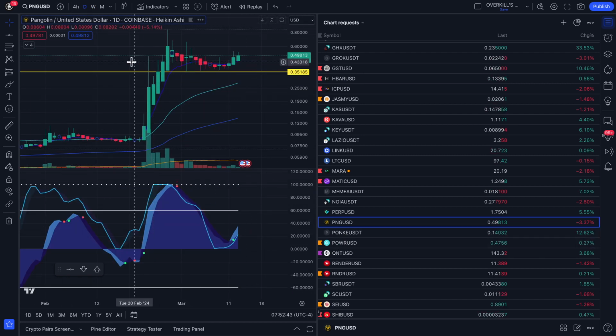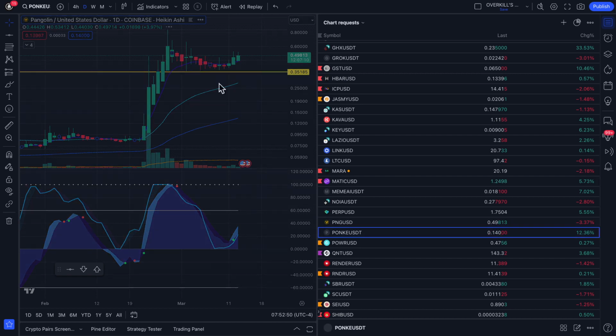I'd be trading the daily now. I wouldn't even be looking at the weekly. I'd be looking at the daily. Looking to get out when that thing hits 100. 35 is your stop loss there.